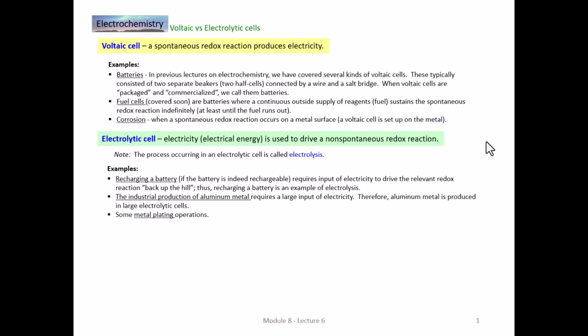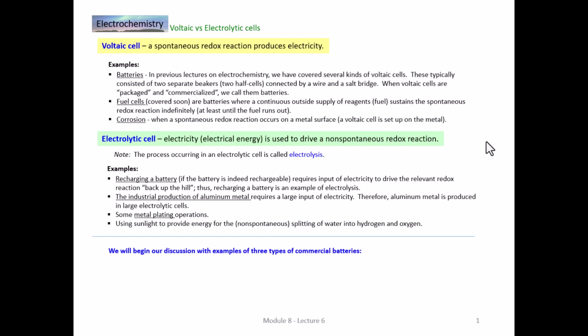Some metal plating operations would be done by electrolysis. Using sunlight to provide energy for the non-spontaneous splitting of water into hydrogen and oxygen, and then using the hydrogen and oxygen later as a fuel mixture would be another example of electrolysis done in an electrolytic cell.